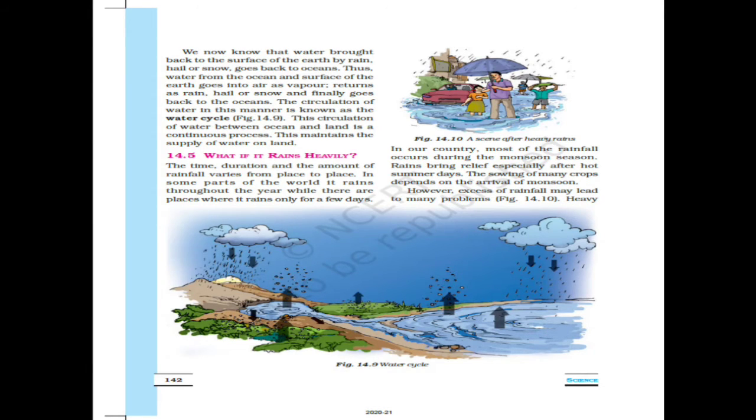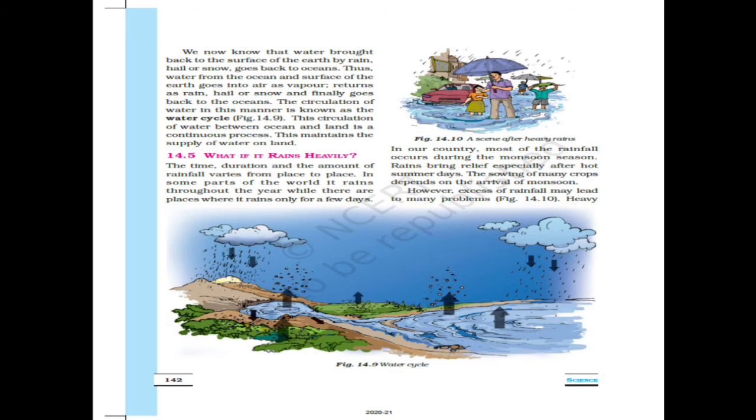there is a place where it rains a whole day. In some places the rain is happening only for an hour. So the time duration of the rainfall varies from place to place. Now we also know that in some parts of the world the rainfall occurs throughout the year, while in some places it occurs for only a few days. In our country, most of the rainfall occurs during the monsoon season. Rain brings relief, especially after hot summer days. The sowing of many crops depends on the arrival of monsoon.